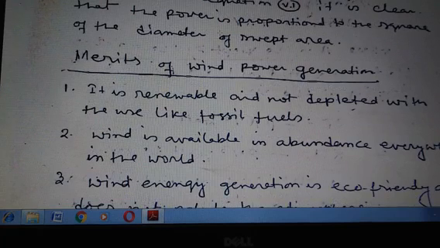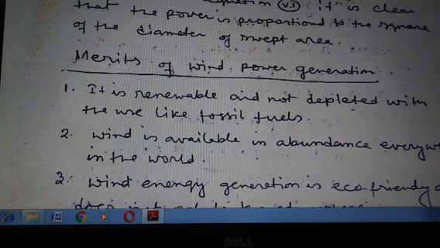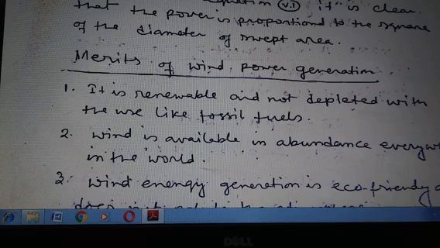Now, the selection of location or site of the windmill. For the maximum utilization of the wind energy, the windmill must be installed in a place which satisfies the following requirements. First point, the site must have a high average wind speed throughout the year. Next, the site must be free from any obstacles. Next point, the top of a smooth well-rounded hill with a clean area.